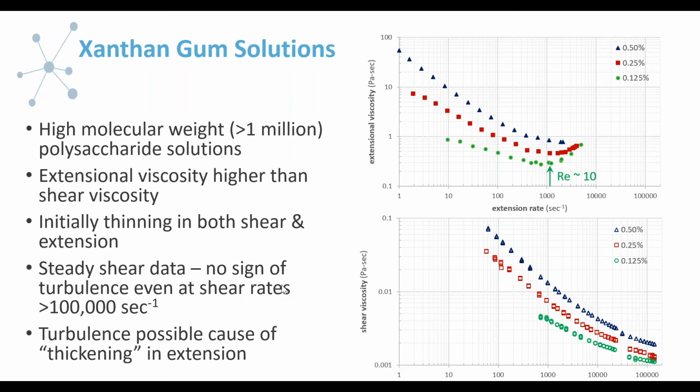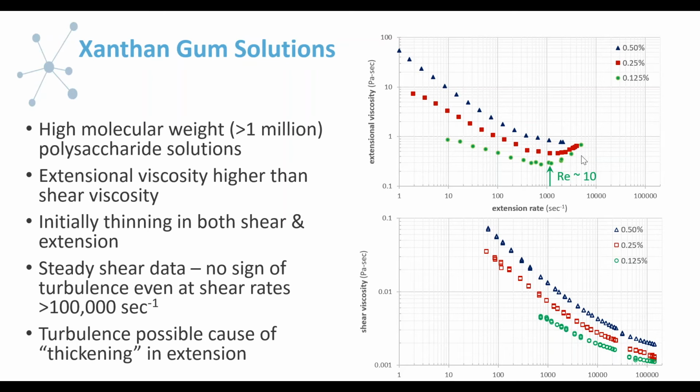And what we've seen is that there is no sign of any turbulence or secondary flows even above 100,000 inverse seconds for the steady shear measurement in the standard channel. This is what we expected based on the Reynolds number calculation. However, when you look at the extensional viscosity at much lower rates, in the vicinity of 1,000 to 2,000, we start seeing what looks like thickening behavior.